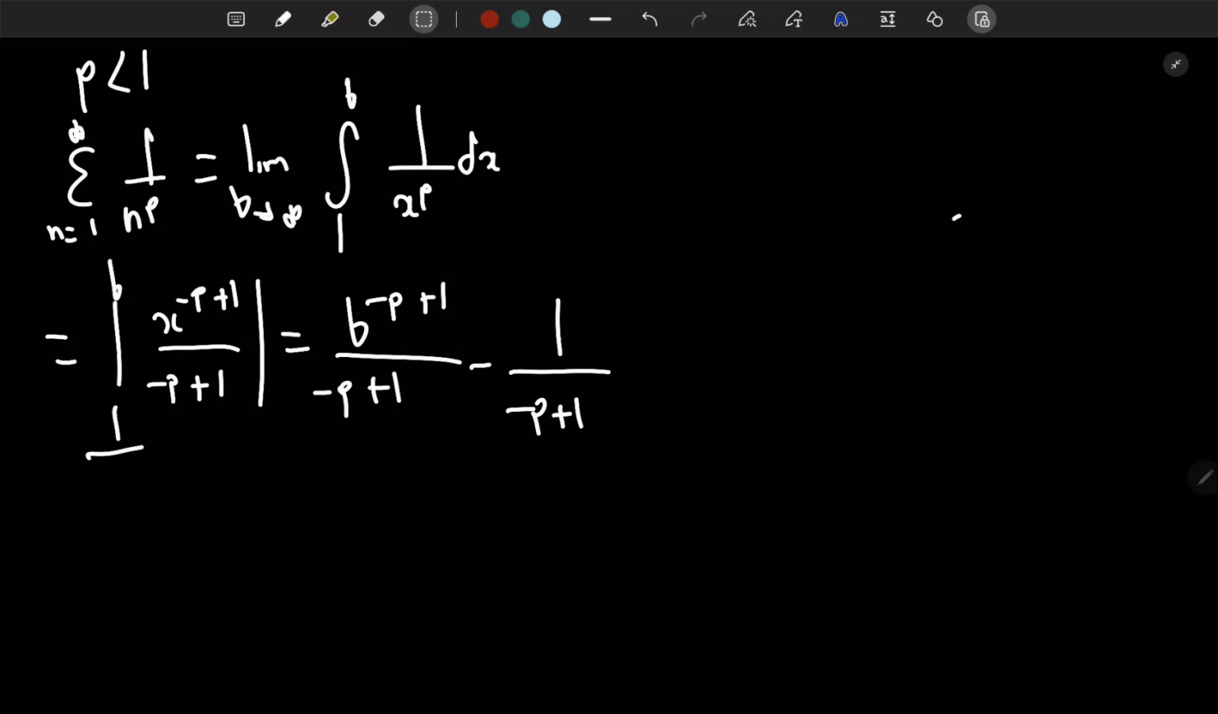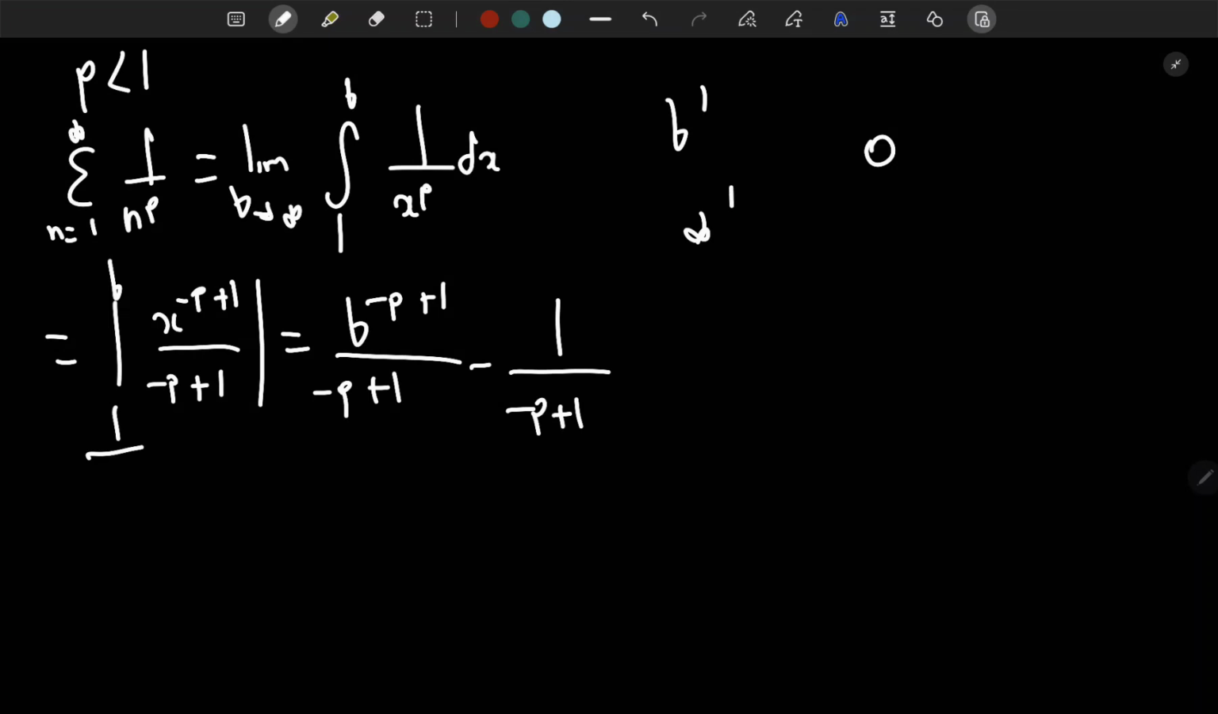And let me just erase this. Now don't forget that we have a limit of b approaching infinity, and this time p is going to be less than 1. So let's again take this numerator, which is b to the power of negative p plus 1, and let's take any value less than 1 for p. So let's take 0 for p here. So it's going to be 0 plus 1, which is b to the power of 1, and here we know that b is approaching infinity.